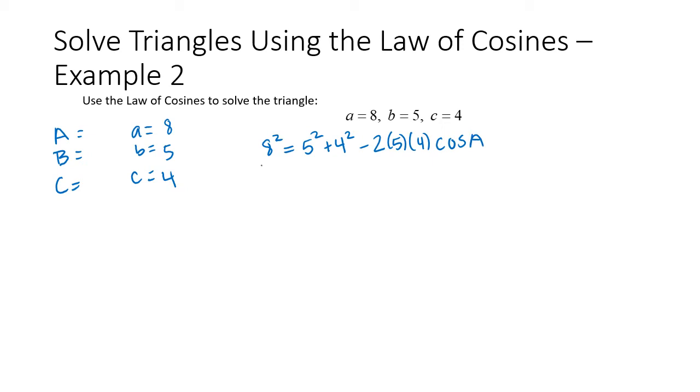So that gives me 64 equals 41 minus 40 times the cosine of angle A. Subtract the 41 from both sides.